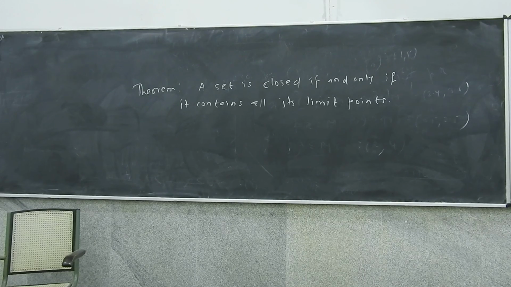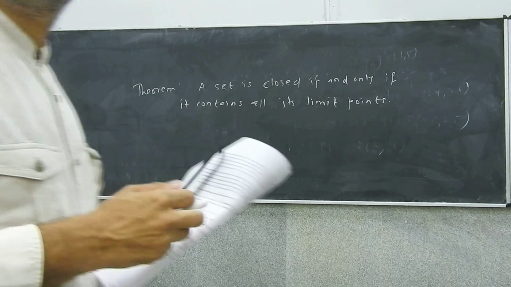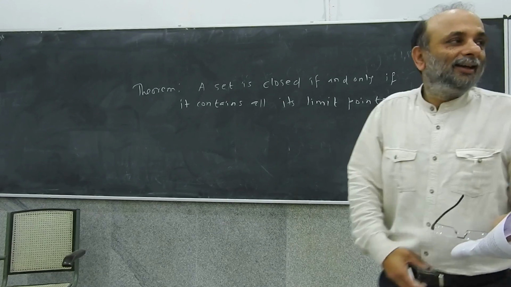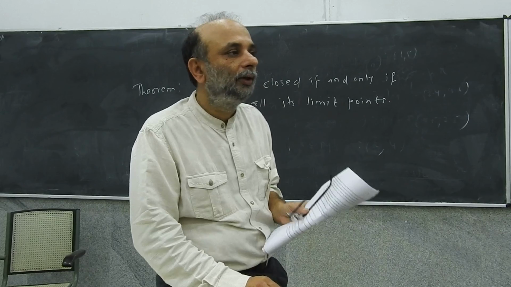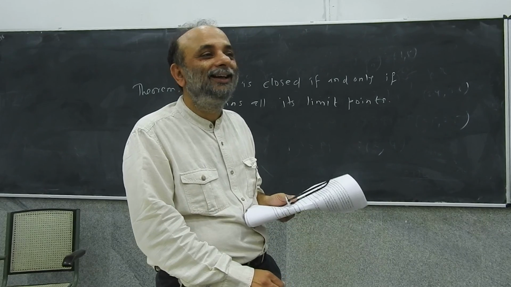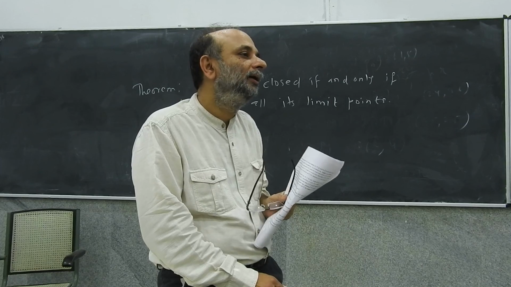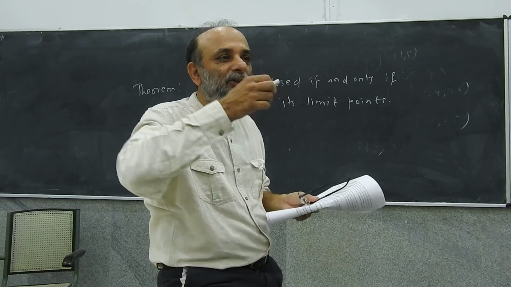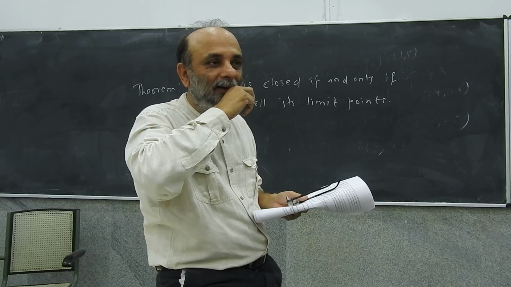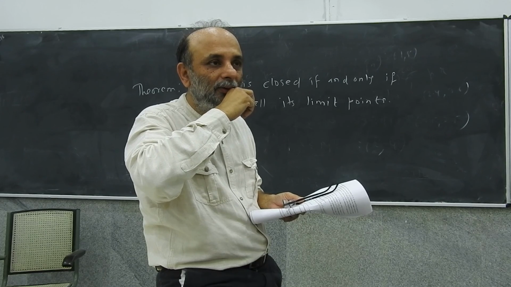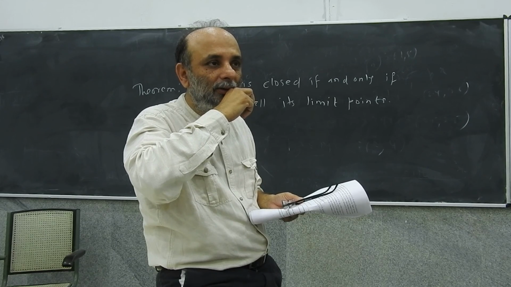You remember what a limit point is? What's a limit point of a sequence? We have a sequence x1, x2, and x star is a limit point if there is a neighborhood around that point such that a point of the sequence will be there in the ball, except for x star.